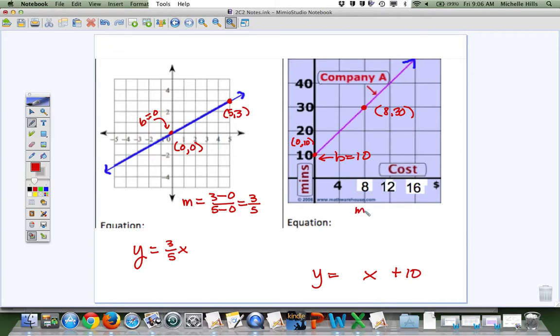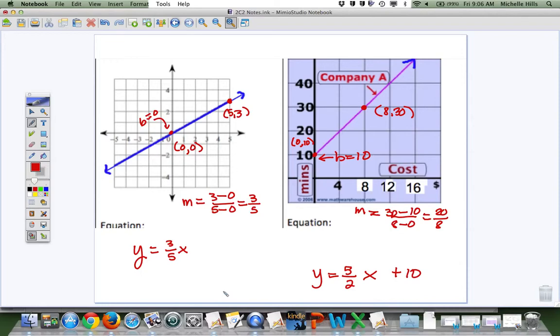So slope is y minus y over x minus x. 30 minus 10 is 20. 8 minus 0 is 8. I can reduce 20 over 8 because 4 goes into 20 five times and 4 goes into 8 twice. So y equals 5/2 x plus 10.